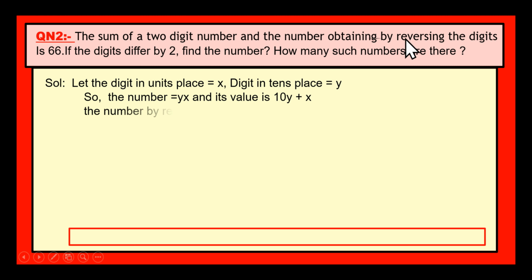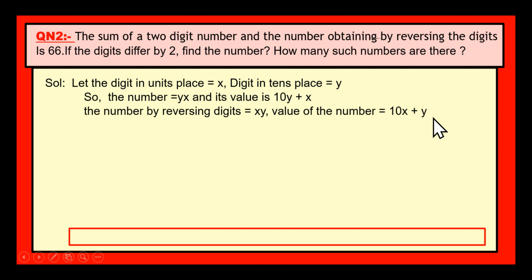Similarly, let us reverse the digits. Previously it was yx, now it will be xy. Now in tens place we have x and in units place y. Therefore, the value of the number is 10 times x, that is 10x plus y, the second number. The value of the first number taken is 10y plus x, and the value of the second number by reversing the first number is 10x plus y.